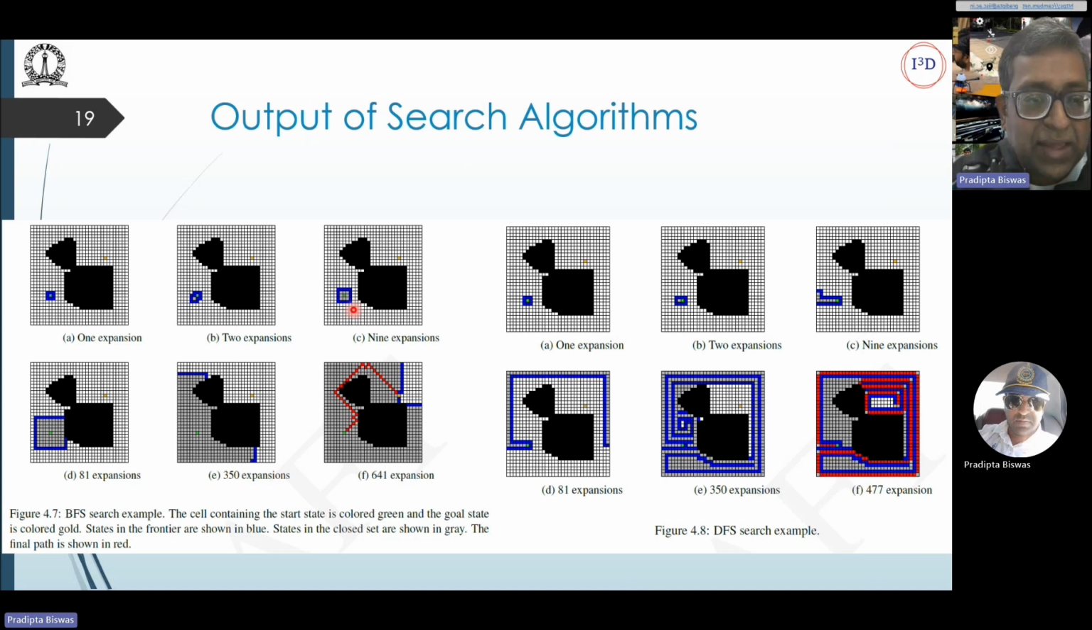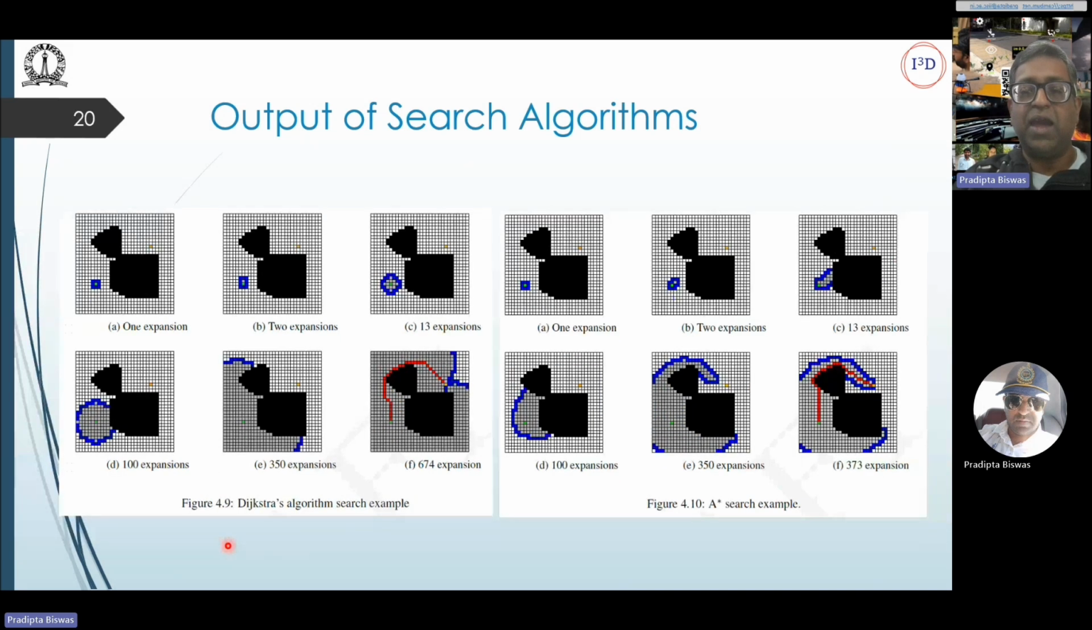So these are some examples of our very well-known algorithms. The left-hand side is the same problem. In all these examples, you can see that there is no path at the neck of the obstacle. This is the execution of the BFS algorithm, breadth first search. The right side is the DFS algorithm, and you can see that DFS takes more time. BFS is quicker. And then we have Dijkstra's algorithm and the A-star search algorithm.